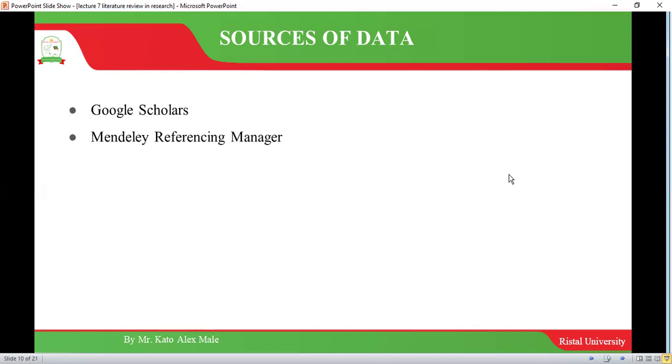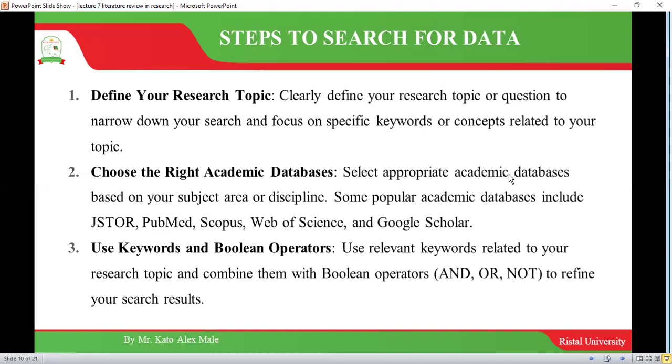If you type that like that, you will go to that website direct. Or you can also just type in Mendeley Referencing Manager, and then as it brings Mendeley, you try to type in your referencing. You get it? I think by the end of this lecture, I'm going to show you how you can search for data from these two sources. Yeah, I'm going to do that, and by God's grace, I will not forget.